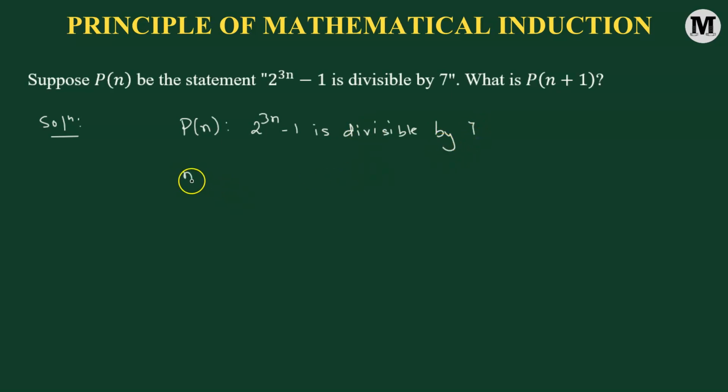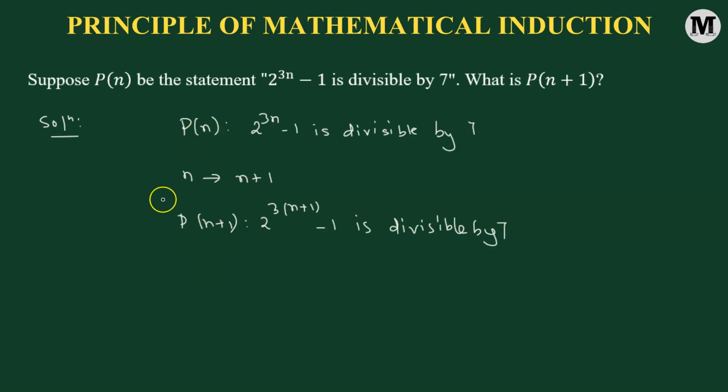Now we're going to replace this n with n plus 1. So when we replace n with n plus 1, our statement becomes P of n plus 1. Now all we have to do is replace the n in 2 raised to the power of 3 times n with n plus 1, so we get 2 raised to the power of 3 times n plus 1, minus 1, and everything else remains the same, divisible by 7. So this is how we rewrite the original statement P of n as P of n plus 1.